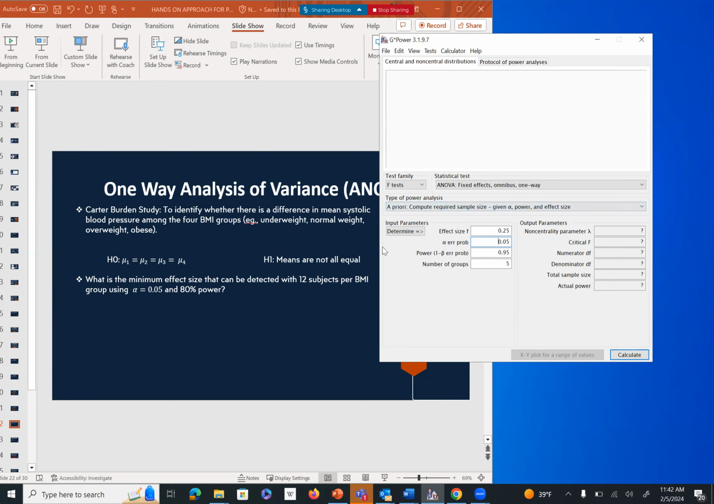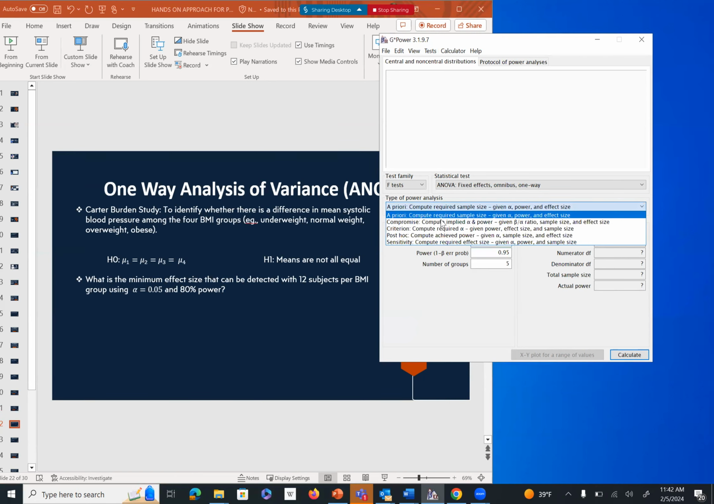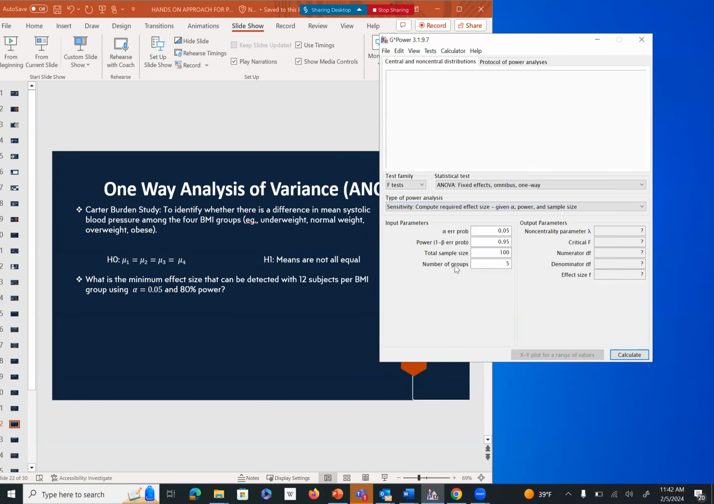Okay. All right, so here, since we want to see the minimum effect size, we will perform a sensitivity analysis where we have the alpha given, we have the power, and we have sample size. So we have 12 subjects per group. Now, how many groups do we have here?